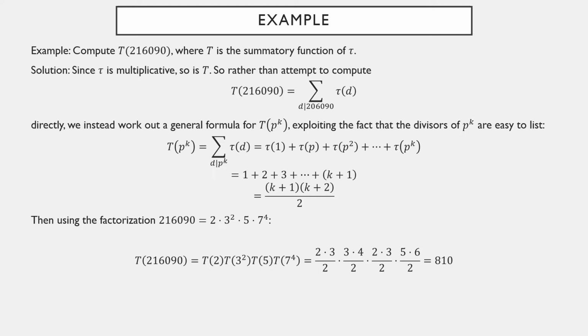So we did not have to list out all the positive factors of 216,090. Because the summatory function of a multiplicative function is multiplicative, it was much easier to simply determine how capital T acts on a prime power, and then rely on multiplicativity to get us to the end.